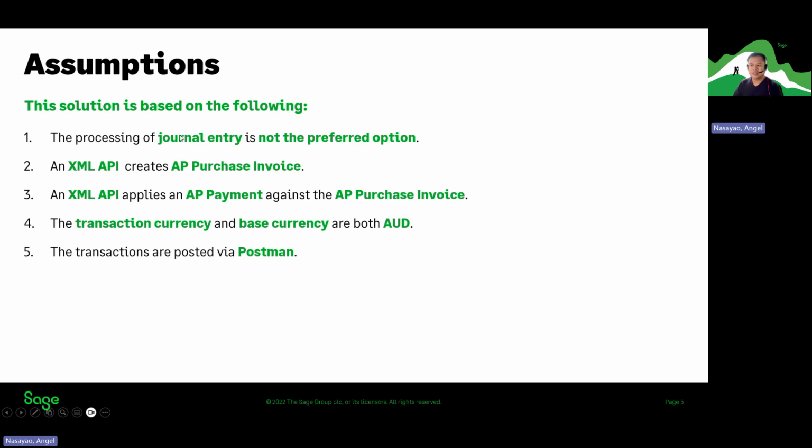As I said earlier, the XML API creates an AP purchase invoice. There's also another XML API that will create an AP payment against that AP purchase invoice. In this scenario, the transaction and base currencies are both in AUD, and we have the transactions being posted via Postman.